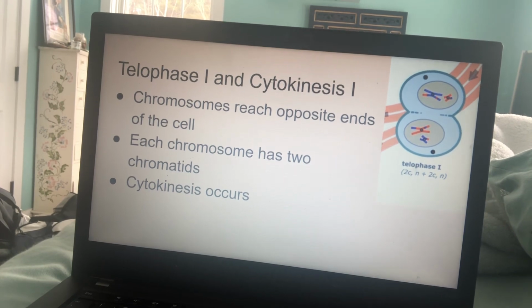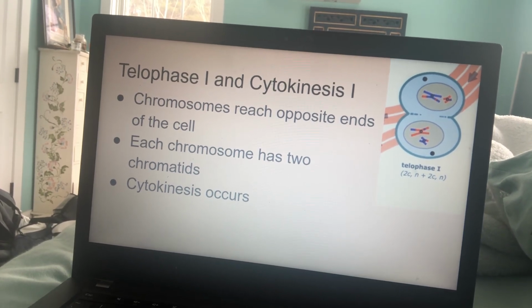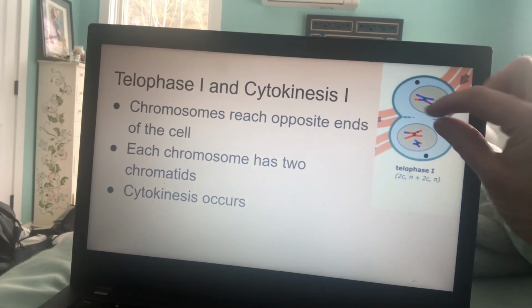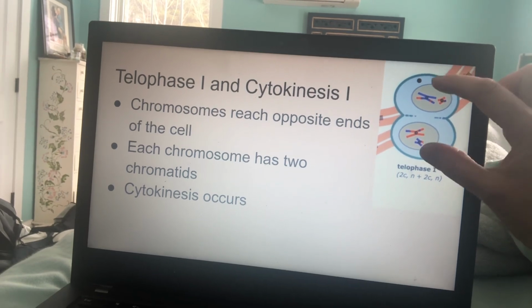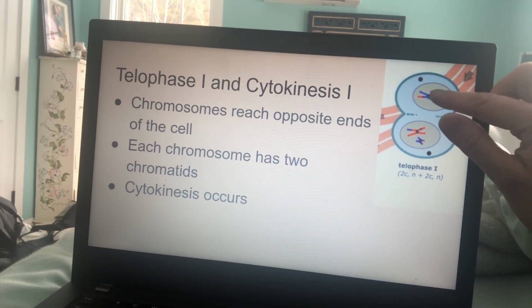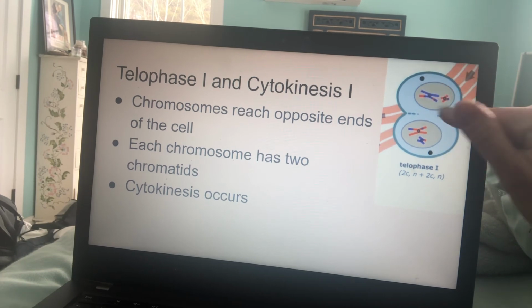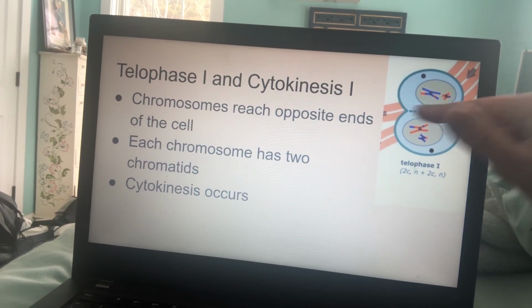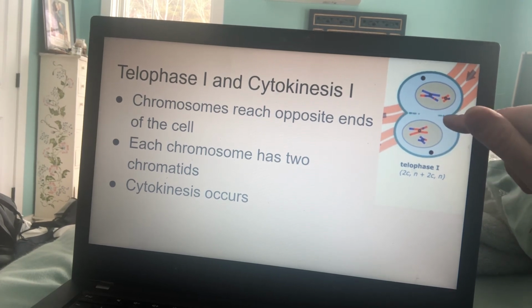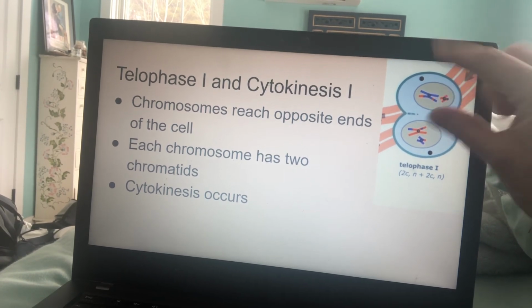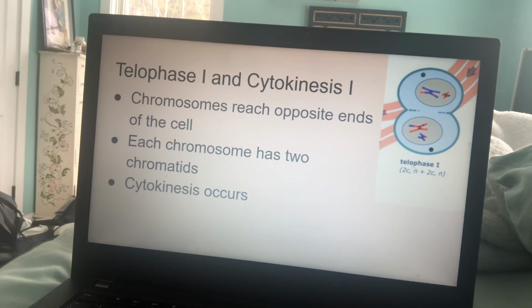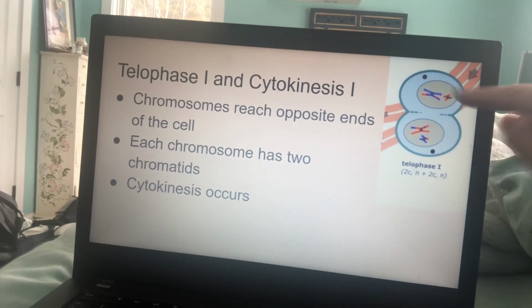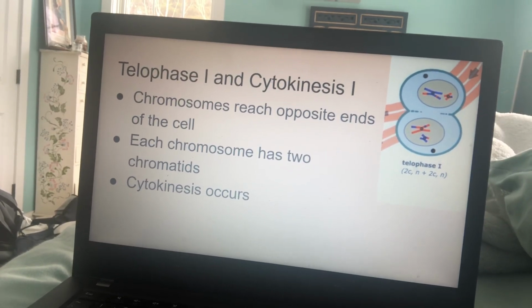So now we have telophase 1 and cytokinesis 1. So in telophase, these chromosomes are getting to the opposite poles. Each of these chromosomes, though, notice they're still in that X form. So they have 2 chromatids still. And then cytokinesis will occur. So the one cell is becoming 2, but we still have doubled up DNA there.